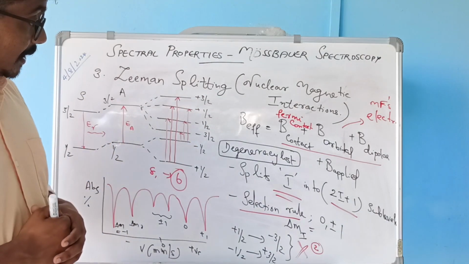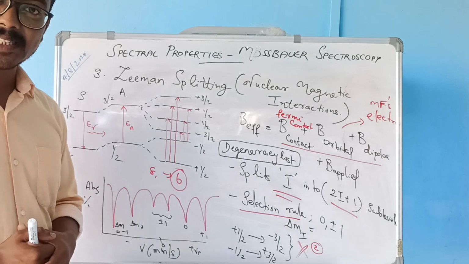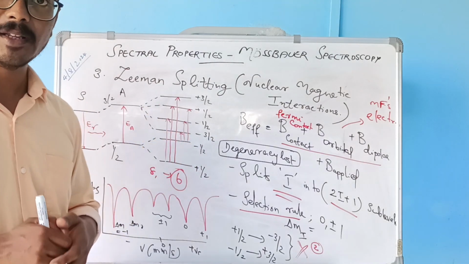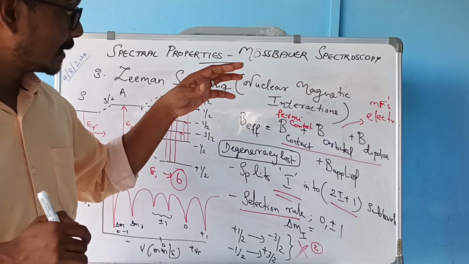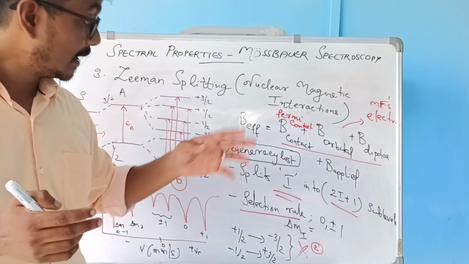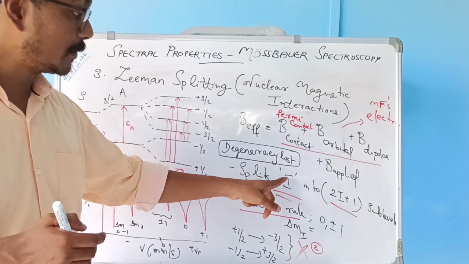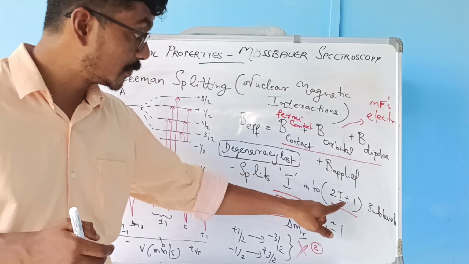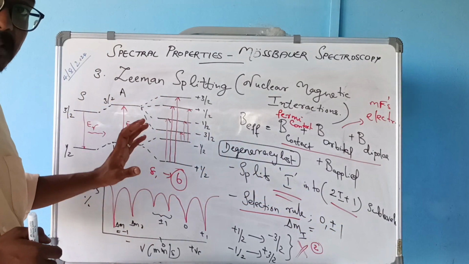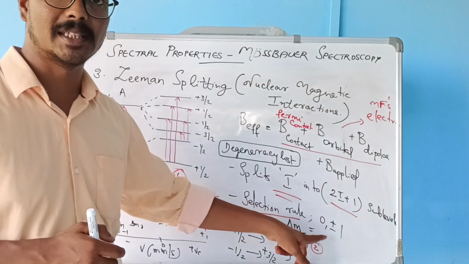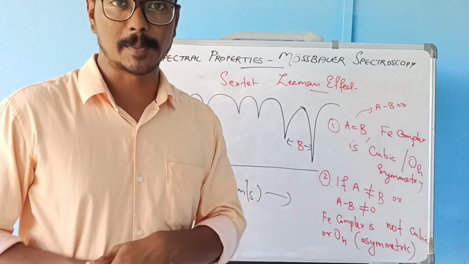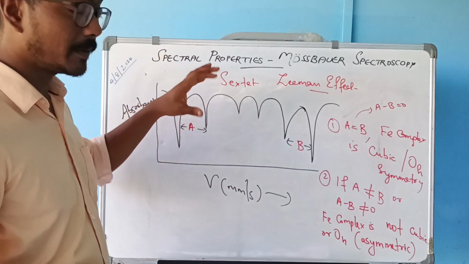So let me repeat, due to the presence of an external magnetic field or the magnetic field inside the nucleus itself or inside the atom itself, the degenerate energy levels get split in accordance with the selection rule. The nuclear spin quantum number splits into 2I plus 1 sublevels. And as a result of that, we will obtain a sextet in accordance with the selection rule 0 plus or minus 1. So when the ion complex experiences Zeeman splitting, this kind of spectra we will observe.